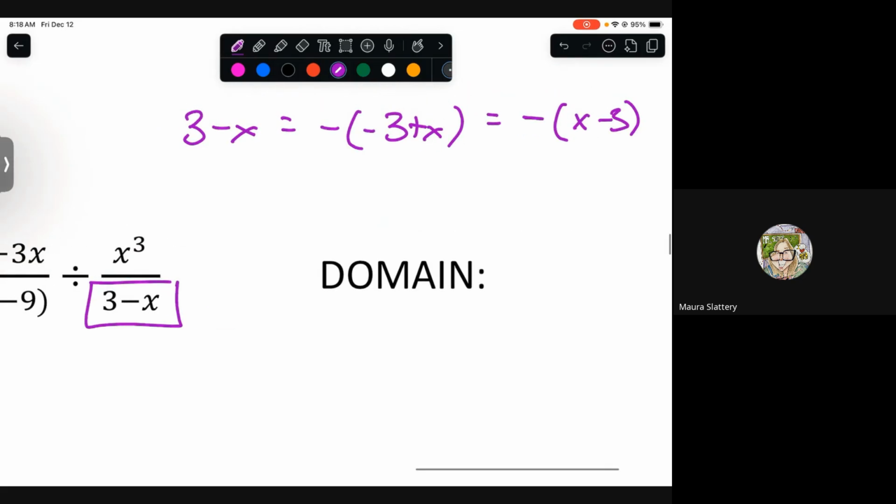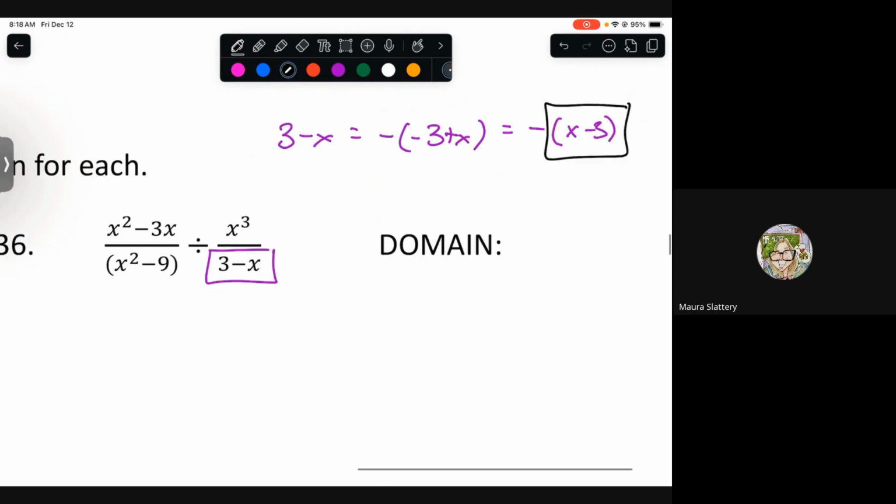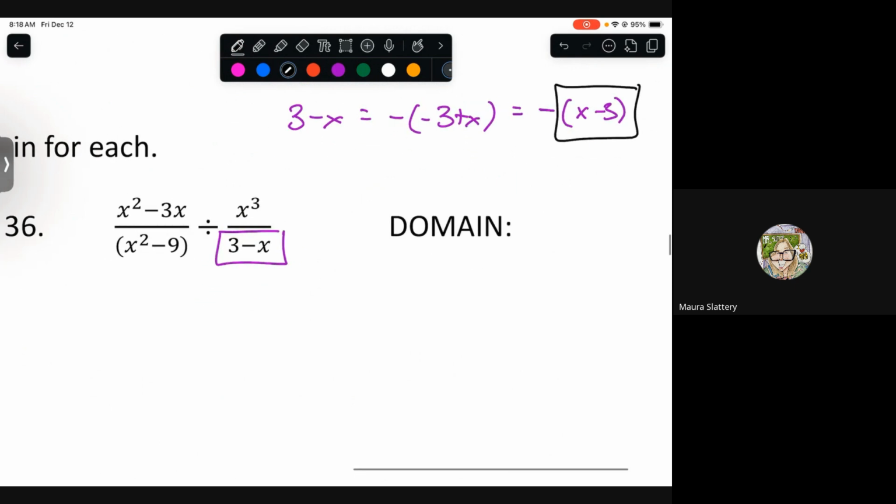Now, the reason I did this is when you have something in this form, a number minus x, generally you want to take a negative out, because there's probably a good possibility that this x minus 3 is going to cancel with something. So you have to pull that negative out to see if it cancels with anything.